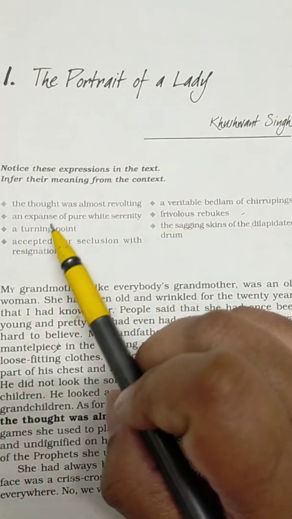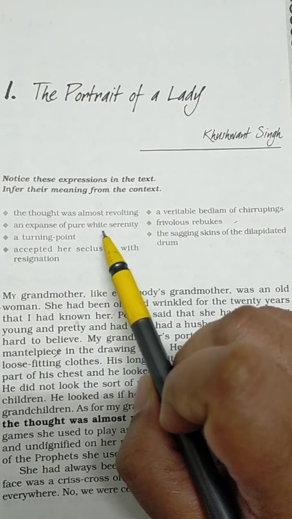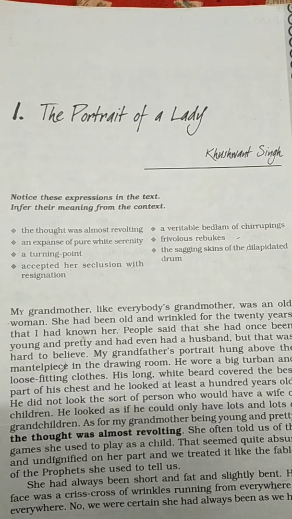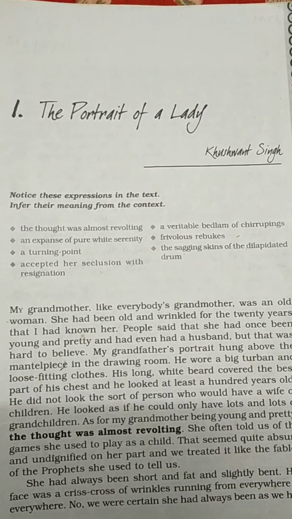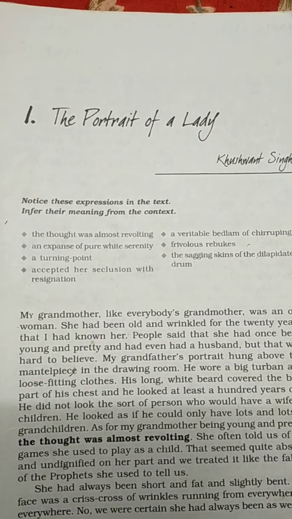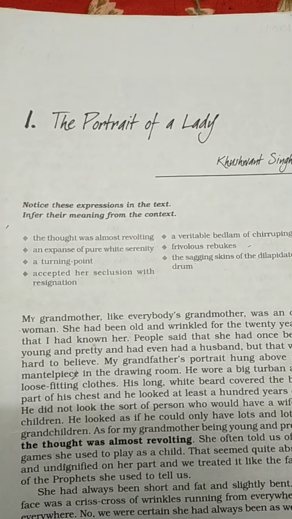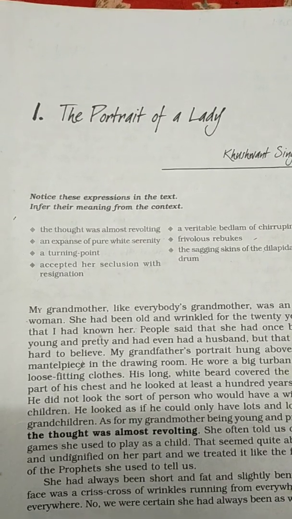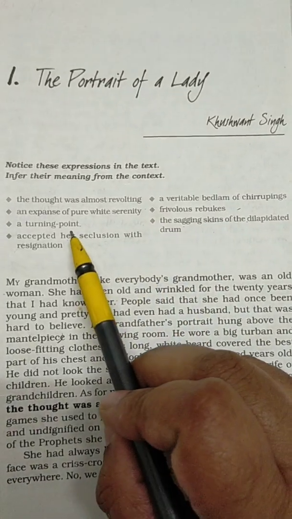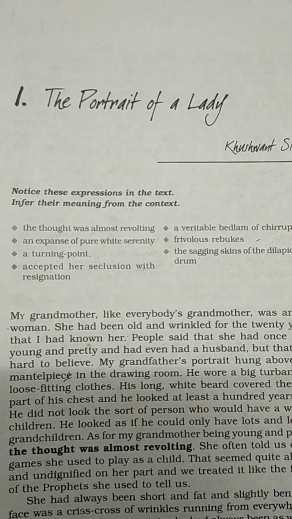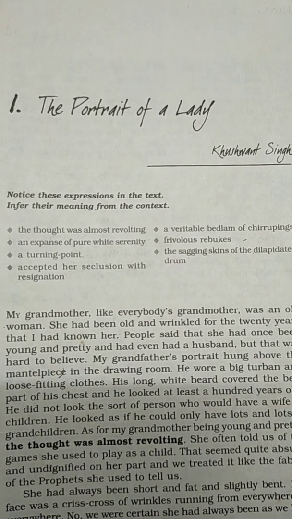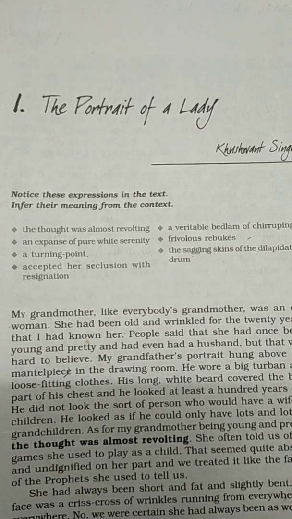The second one is an expanse of pure white serenity, which implies a vast area of untainted calm and tranquility, an area with perfect calmness, and an area which is completely at peace. The next expression that is given is a turning point. Now turning point implies something that changed the usual course of events, a sudden change, you may say.